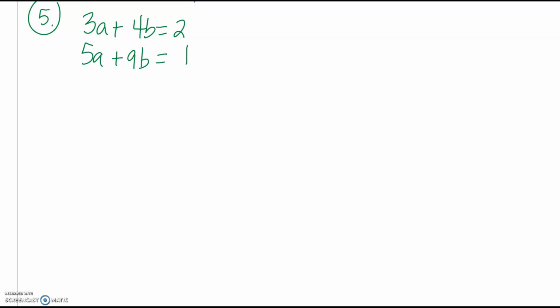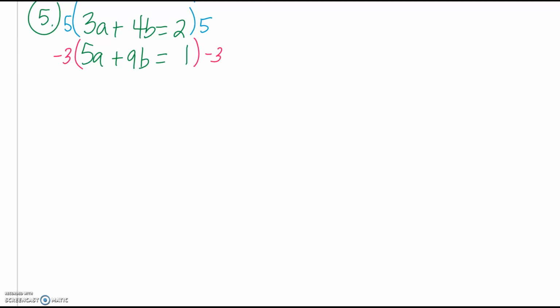I'm going to take and multiply one of them by a negative whatever that factor is so that I get opposite signs. You can leave them both the same sign, but you do have to remember to subtract if you do that. So if I look at my a's, 3 and 5, the first multiple that they both have is 15. So what times 3 gives me 15? 5. I'm going to multiply the top equation by 5. Then I'm going to take the second equation, what times 5 gives me negative 15, because remember I want opposite signs. That's going to be a negative 3.